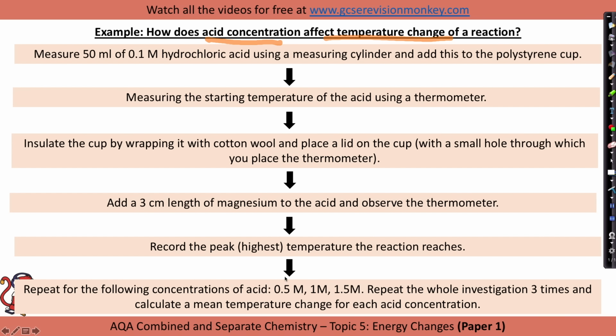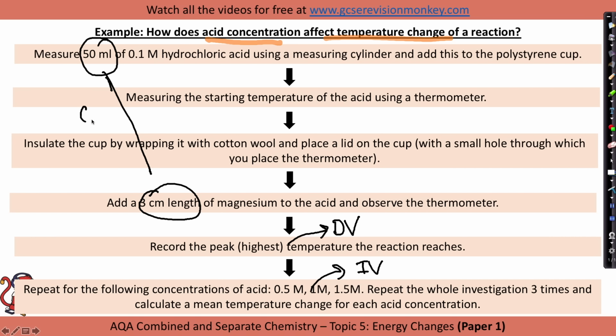So with our concentrations of acid, this is what we are changing. This is our independent variable. We're measuring the highest temperature that it reaches. This is our dependent variable. And we're going to use the same length of magnesium each time, the same volume of acid. So these here are going to be our control variables, and we're trying to make our results more accurate by insulating the cup.